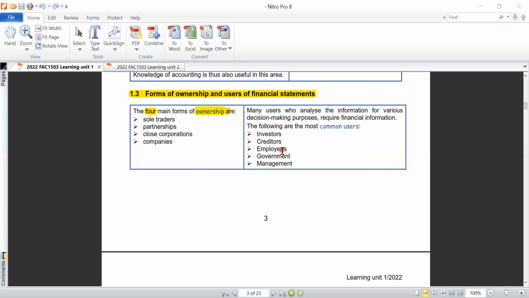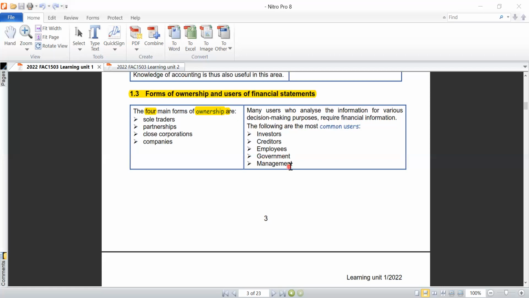That's why employees are interested in the financial statements, because they want to know whether their future is safe, or their employment rather is safe within a particular organization. Government, they're interested when it comes to financial statements of an organization because of regulatory and compliance issues. So they want to know whether the company is complying to the laws and regulations of the country.